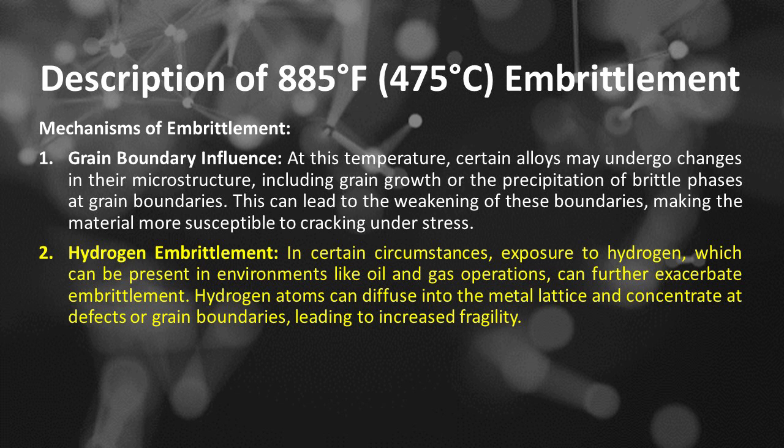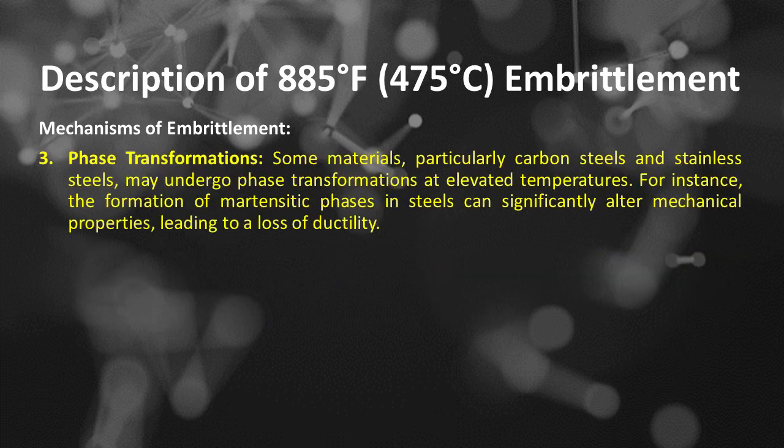In certain circumstances, exposure to hydrogen, which can be present in environments like oil and gas operations, can further exacerbate embrittlement. Hydrogen atoms can diffuse into the metal lattice and concentrate at defects or grain boundaries, leading to increased fragility. Number 3 is phase transformations.